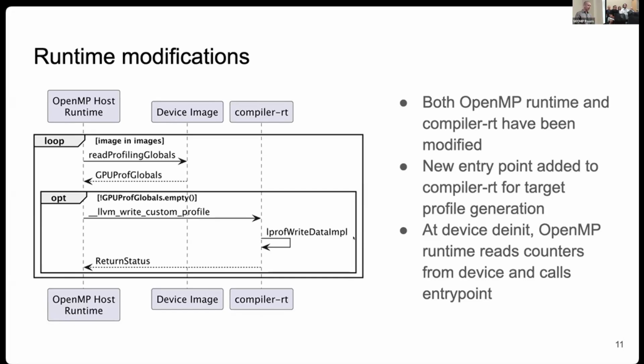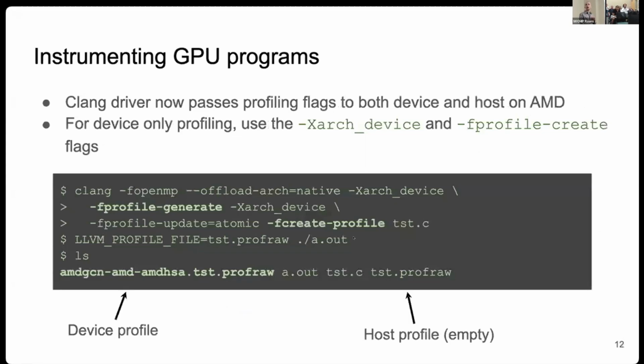separate file. I should note that a weak definition for this entry point is included in the OpenMP library, so that it builds well, but we can also detect if it's not there and throw an error saying, you have profiling globals, but you do not have a profiling library. So how do you run your own instrumented GPU programs?